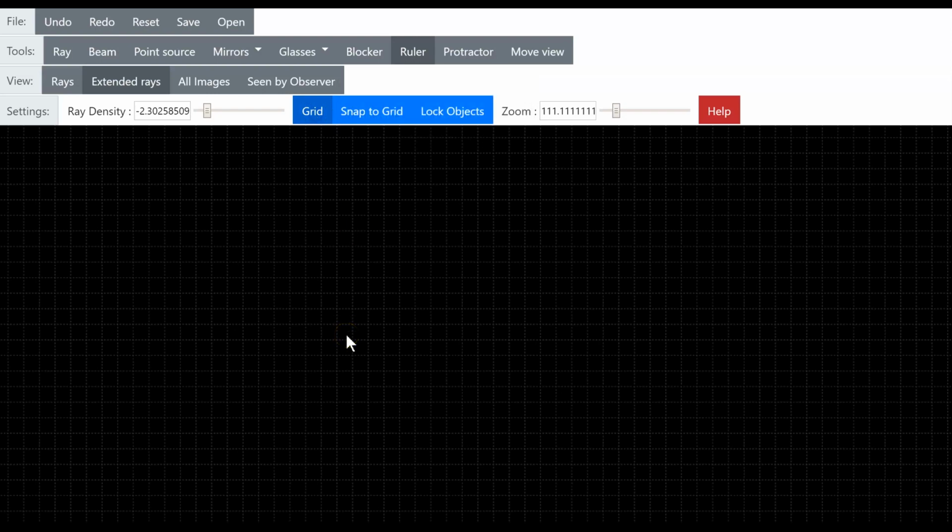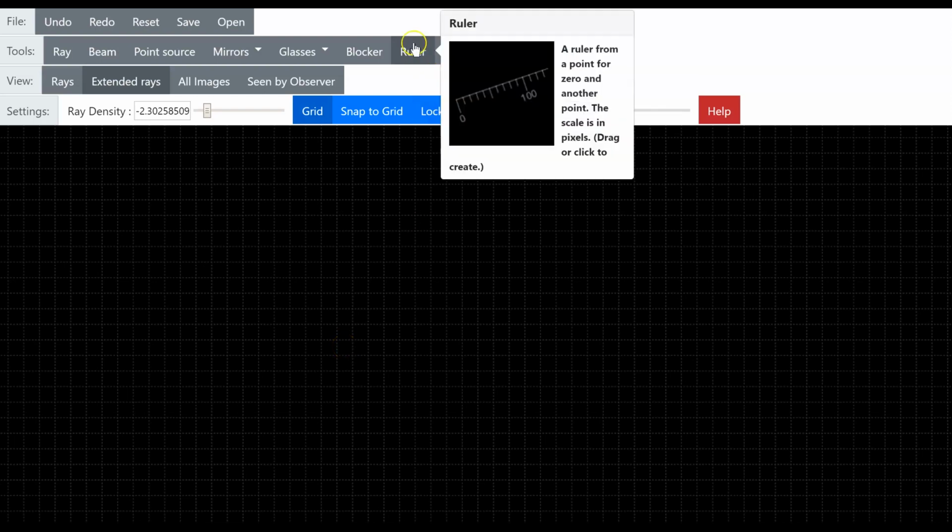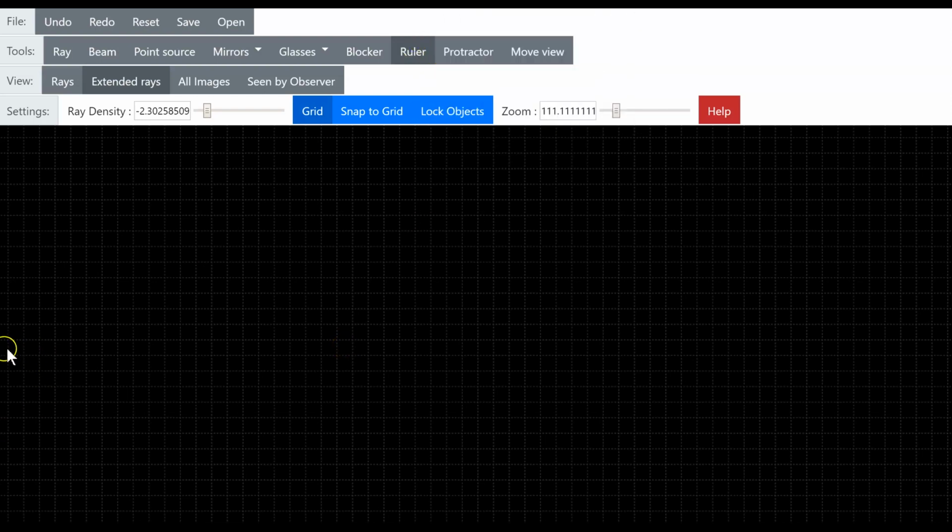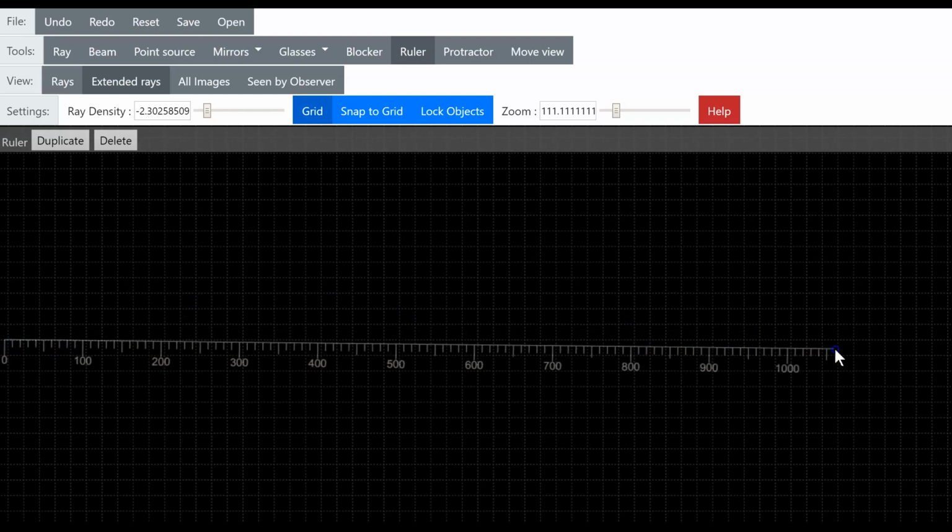Okay, now that I have a grid system, the second thing that I would do here is that I need a ruler to be able to measure things. So here's my ruler, and what I would do here is that I would shoot for the middle of the screen, and I would go all the way across.